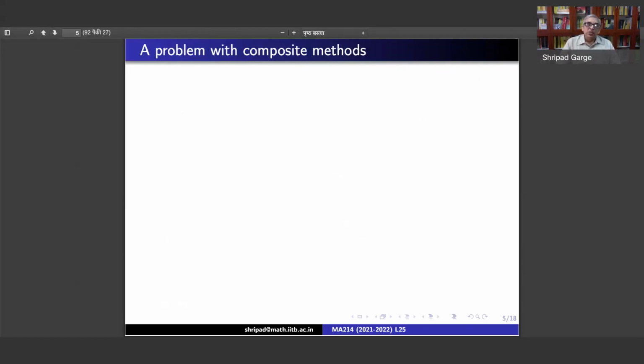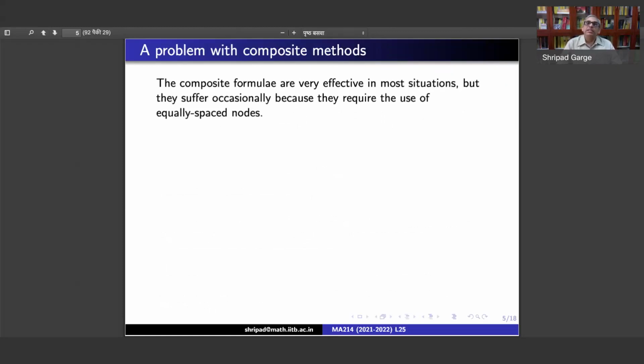Okay, so the world is not perfect, and even though we like composite methods and so on, there are still some problems. They are really effective in most situations, but one problem is that they use equally spaced nodes. This is something that we have already declared, that for Simpson's rule, trapezoidal rule, and in general Newton-Cotes formulae, we need to have equally spaced nodes.